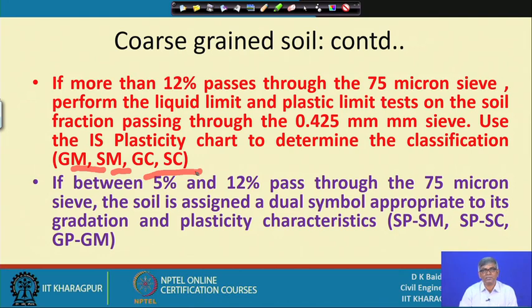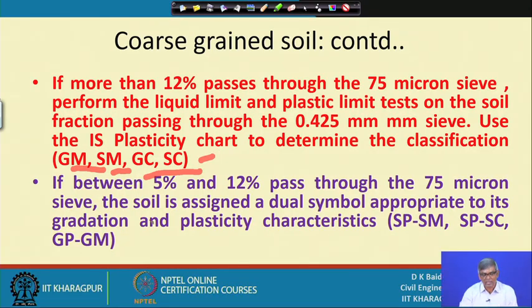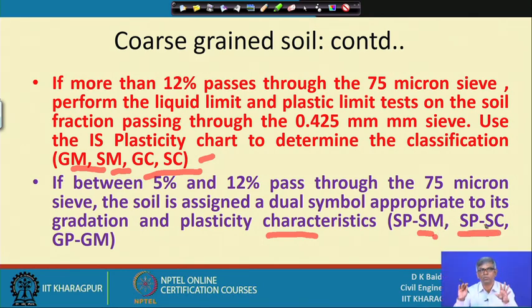Now, for less than 5% fines, only grain size distribution and the Cu, Cc calculation. For more than 12%, you are doing plasticity analysis. And if between 5 and 12% fine particles, then the soil is assigned a dual symbol appropriate to its gradation and plasticity characteristics. Again, the fraction passing through 75 micron is considered, and grain size distribution decides whether it is poorly graded sand or well graded sand. In addition, the plastic material decides whether it is silty or clayey. This dual symbol means four letters will be there. One is sand, another is clayey sand, this type of dual symbol is to be used.